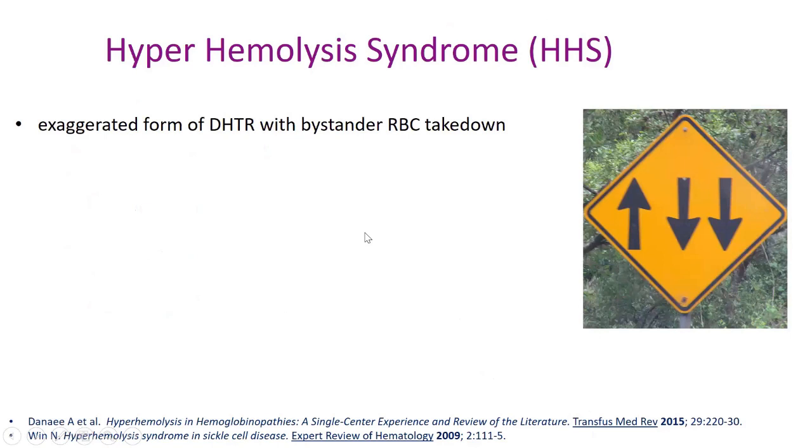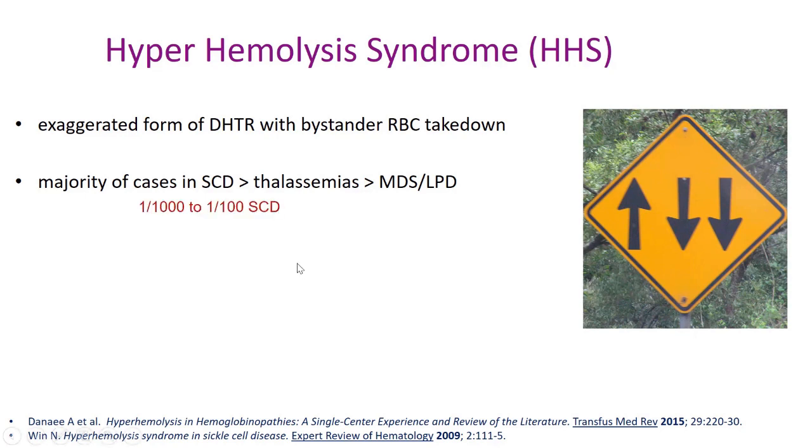Hyperhemolysis is an exaggerated form of a DHTR with bystander red cell takedown. The patient's post-transfusion hemoglobin is less than what the trigger was, so this is a negative increment. The majority of cases occur in people with sickle cell, though this has also been described in thalassemias, in MDS, and in lymphoproliferative diseases. We quote a risk when we give informed consent to patients with sickle cell of between a 1 in 100 to a 1 in 1,000 chance per transfusion sitting.